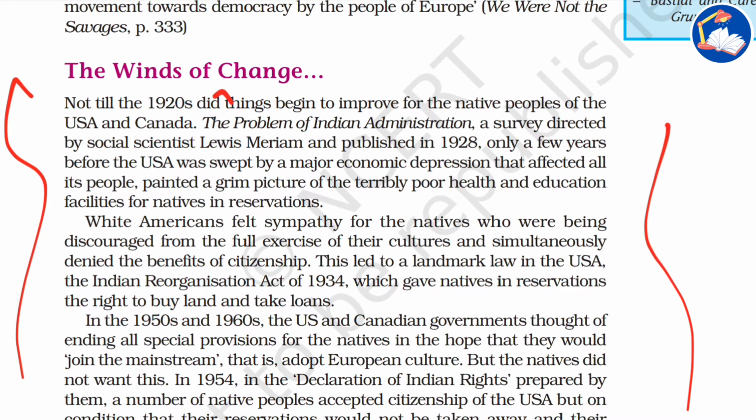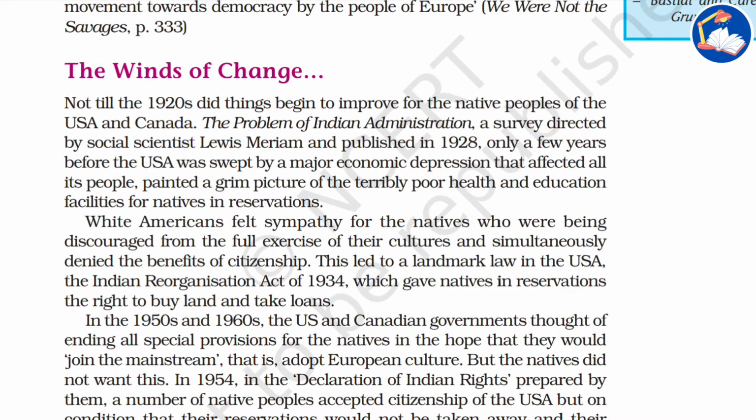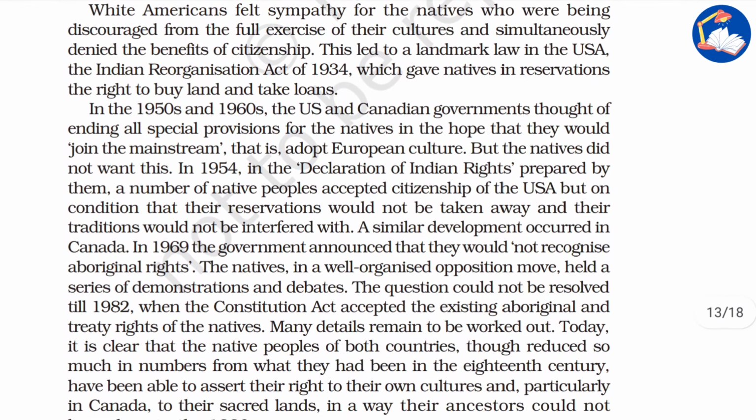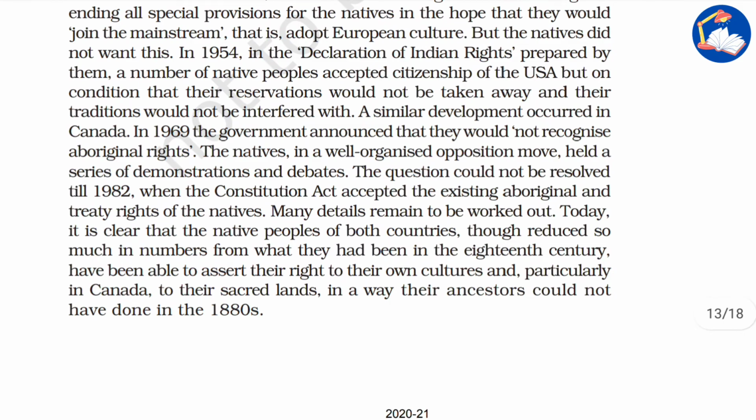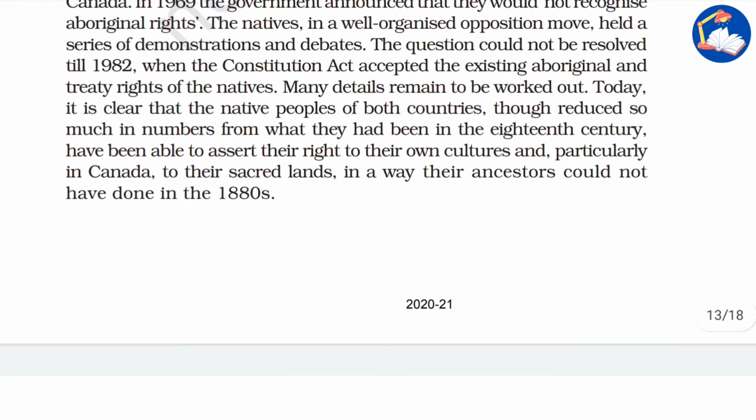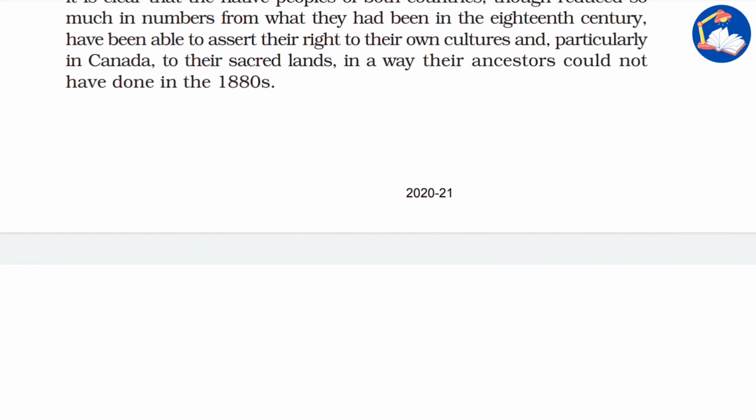Okay, the problems of Indian administration as survey director. Initially, the Indians, the natives, demanded the right to vote, to be respected as a community, and to have their traditions respected, other than the European values. It was initially rejected, but later on, due to the protests, they accepted it.